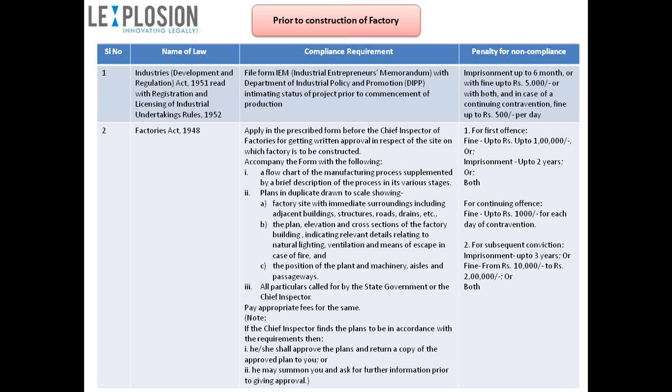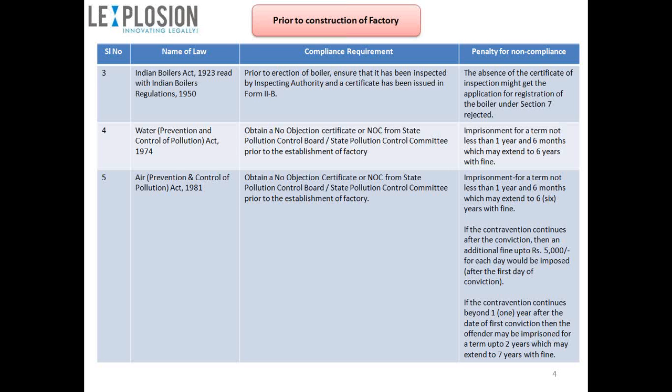You have a compliance under the Water Prevention and Control of Pollution Act, where you need to obtain an NOC from the State Pollution Control Board prior to establishment of the factory. You also have a compliance under the Air Prevention and Control of Pollution Act, where again you need to obtain an NOC from the State Pollution Control Board prior to the establishment of the factory.